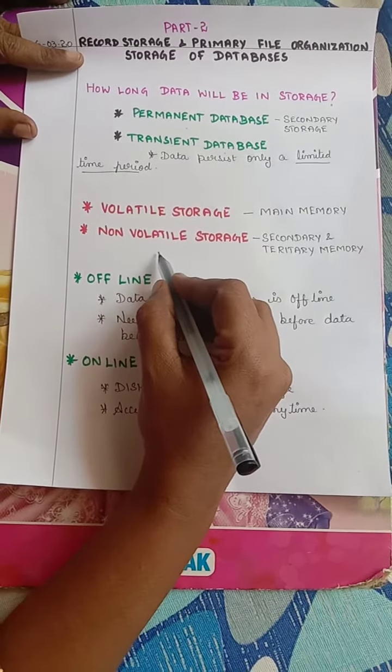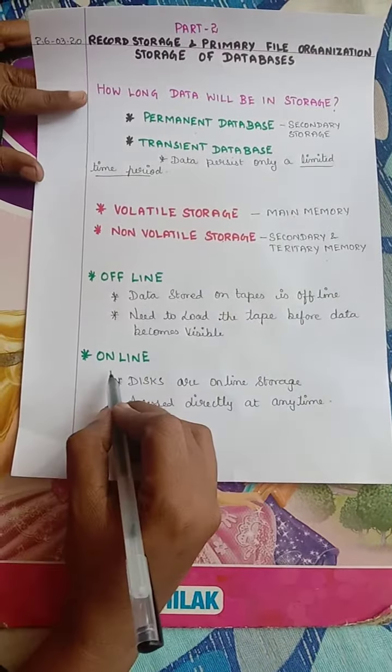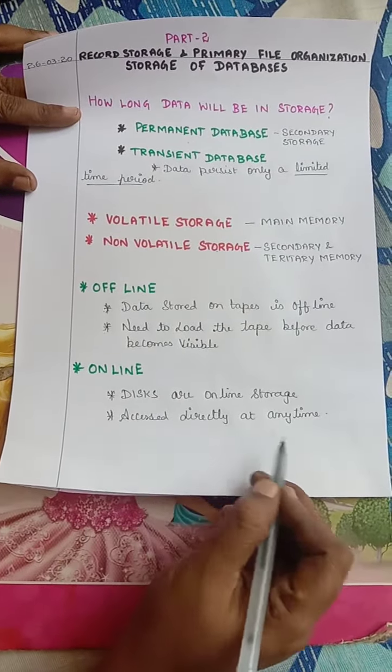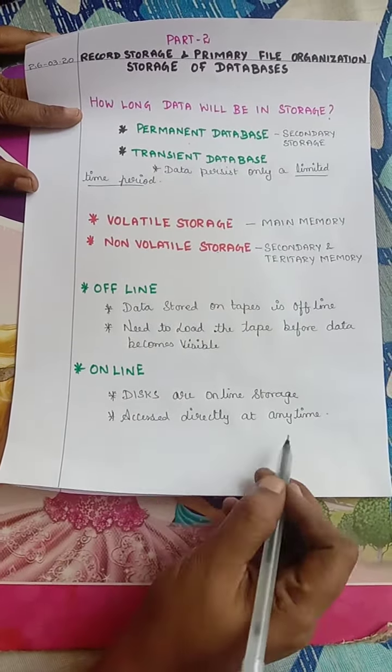The offline methodology: data stored on tapes is offline, which has to be loaded first before the data becomes visible. That is why it is called offline storage. What is online storage then? Disk or online storage can be accessed directly at any time. This is what is called online storage.